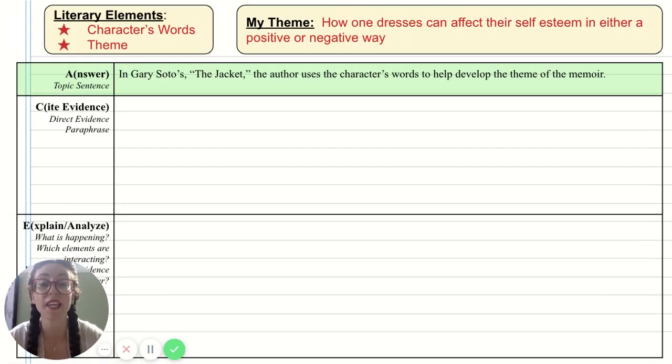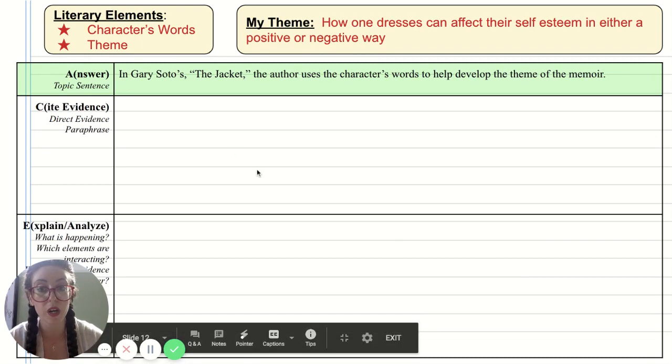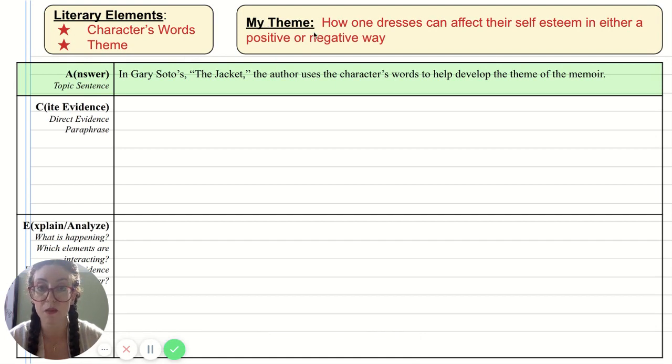So now I can start with my graphic organizer, my ACE structure for my paragraph. And I always want to remember my literary elements, characters, words, and theme, and also the theme that I wrote: how one dresses can affect their self-esteem in either a positive or negative way.